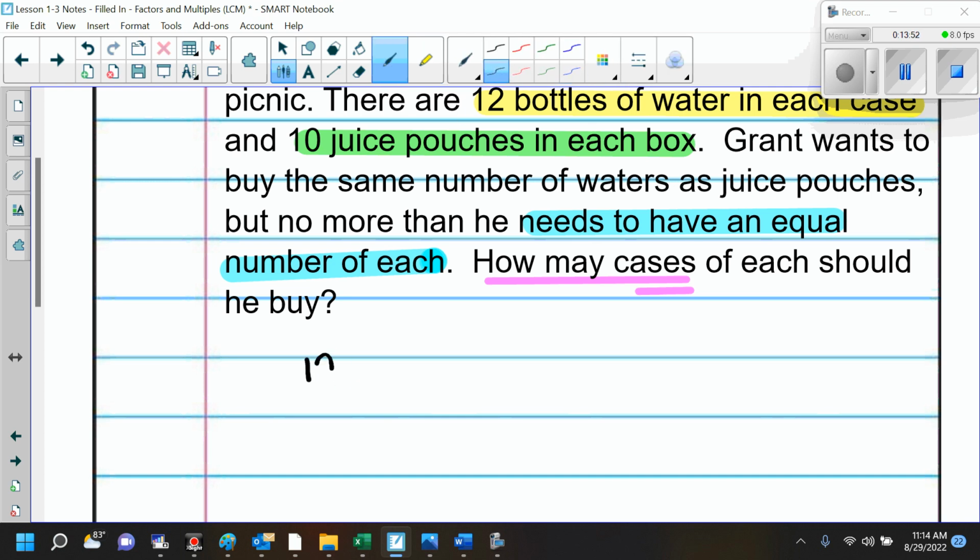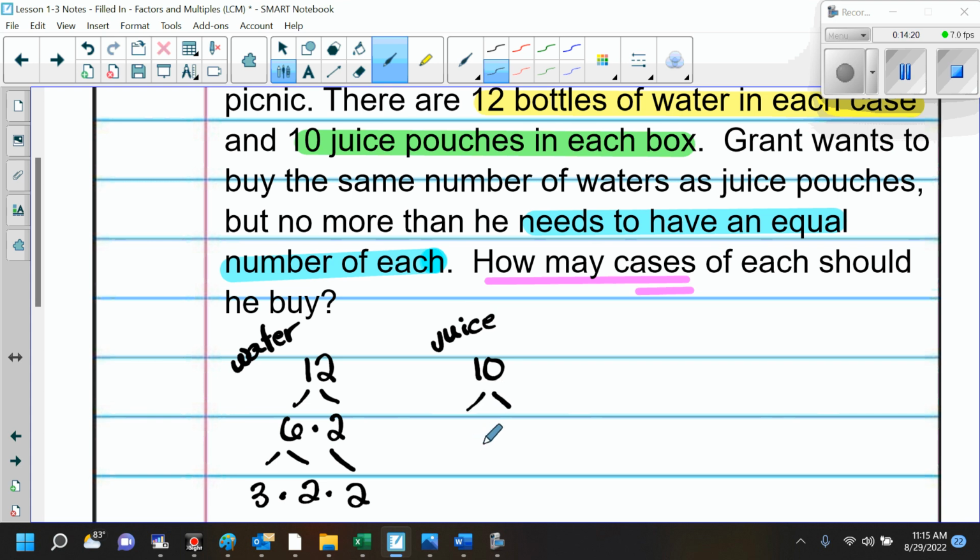So 12, we can break that down to 6 times 2. And the 6 we can break down to 3 times 2. And then don't forget to bring down that other 2. So those are our prime factorizations for the water, right? And then we want to break down the juice boxes. So of course this 10 breaks down to 2 times 5. And those are both prime, yes?